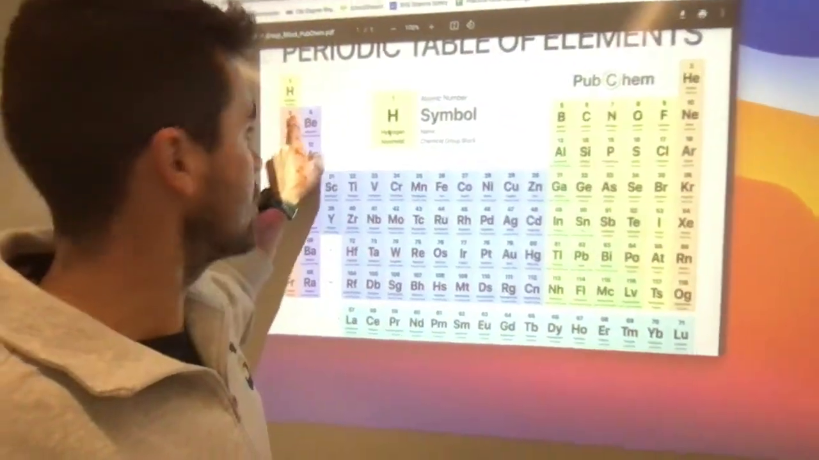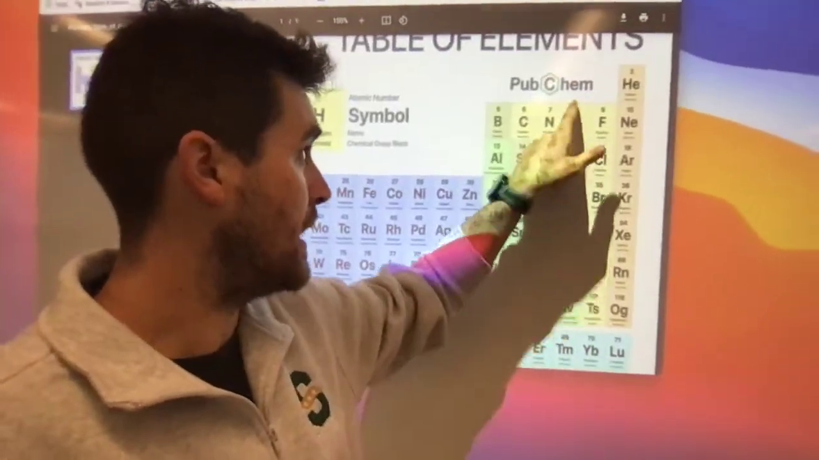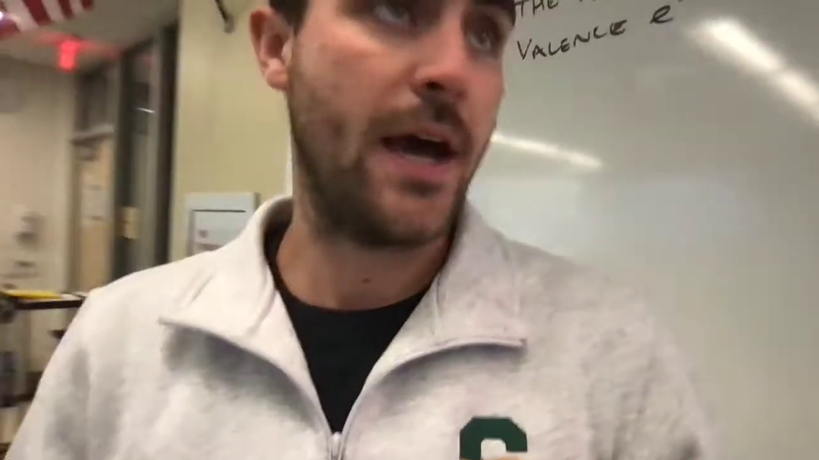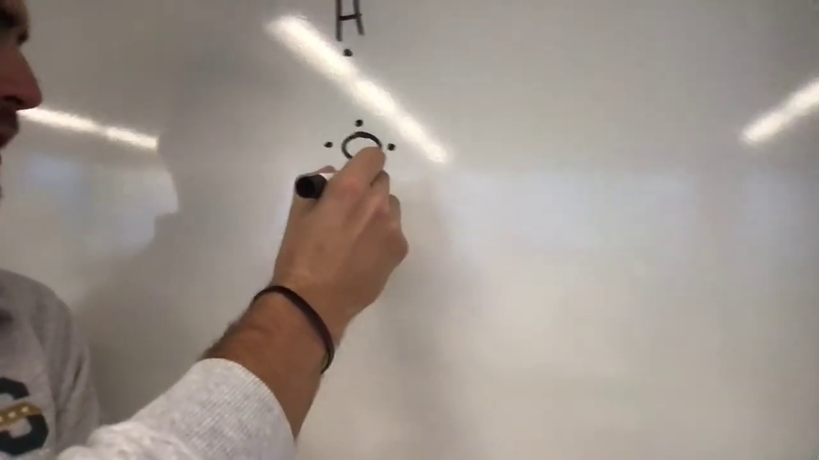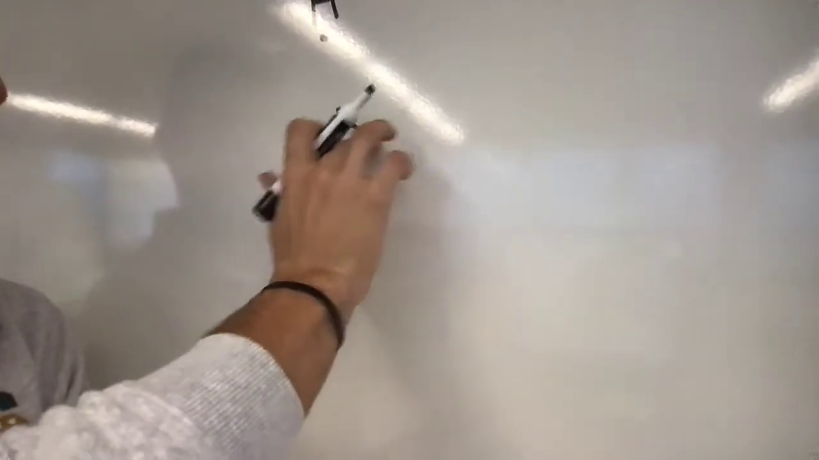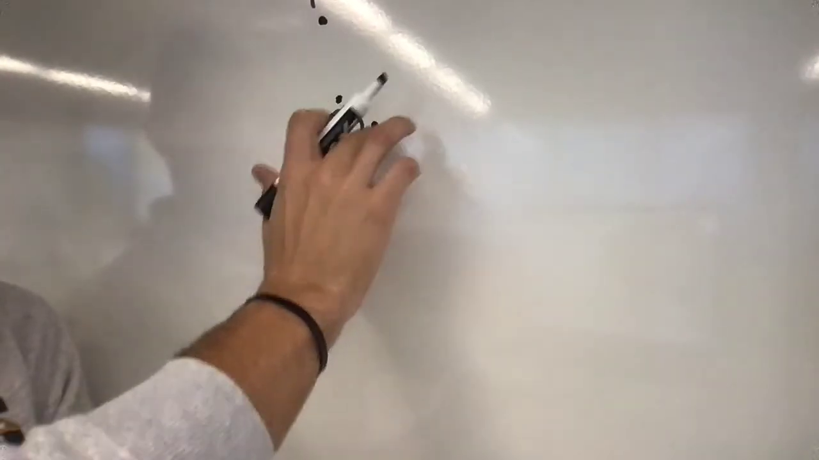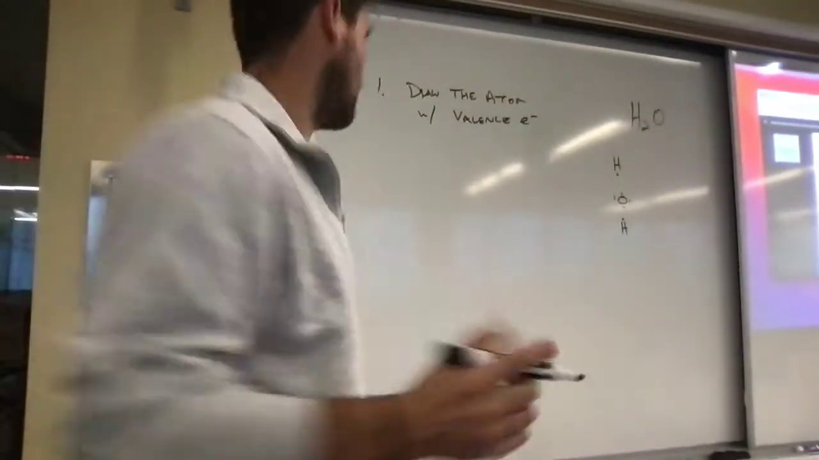Let's find oxygen. Oxygen is element number 8, which means it has 1, 2, 3, 4, 5, 6 valence electrons. So I'm going to go ahead and draw my Lewis structure for that and put 1, 2, 3, 4, 5, 6, 7. I'm sorry. It only has 6. There we go. I got carried away there early in the morning, okay? So there's my first step. Draw each atom with the appropriate valence electrons.